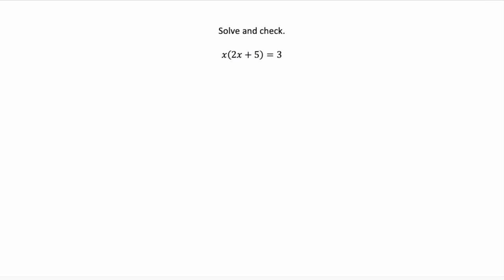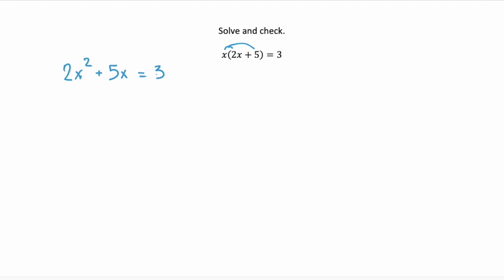Remember that in order to solve and check, you need to have that polynomial in standard form. So, first step here is to distribute the x through the parentheses. That'll give us 2x squared plus 5x equals 3.